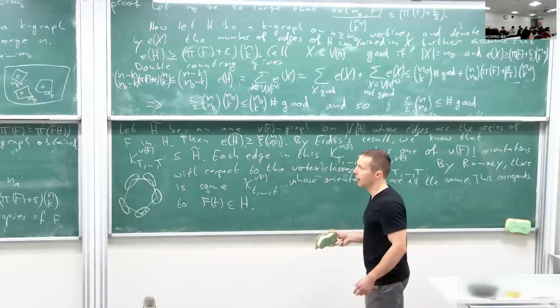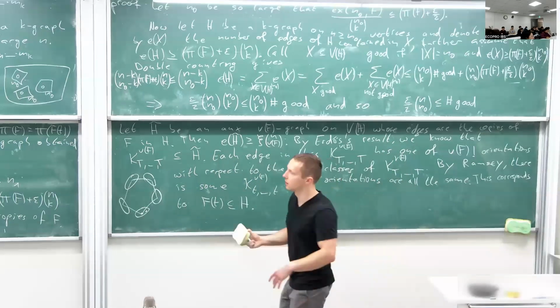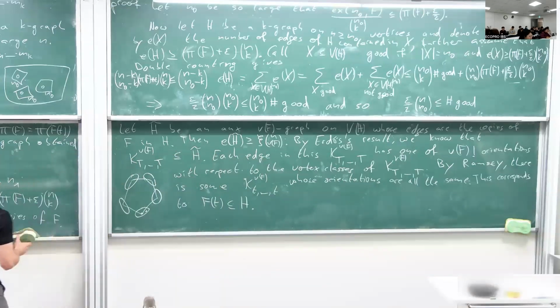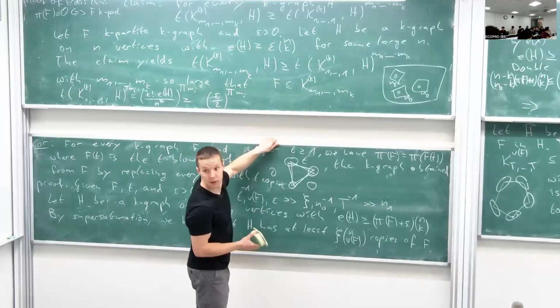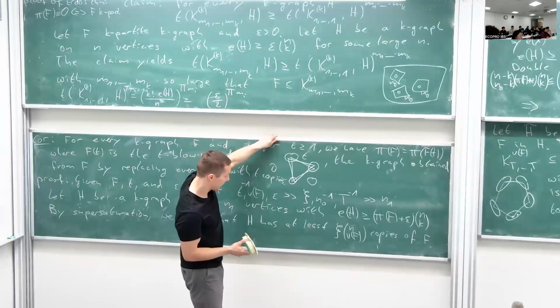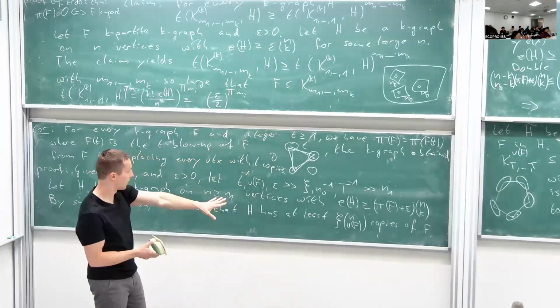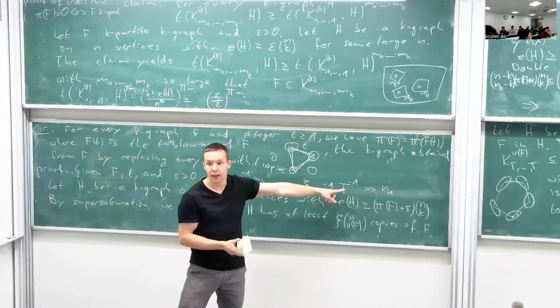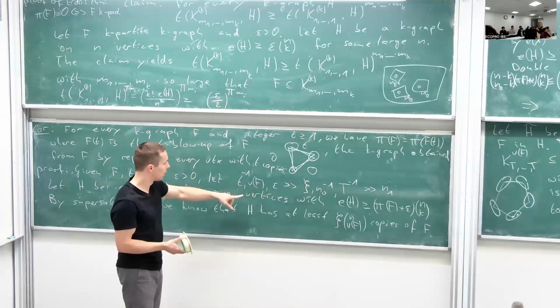Okay, any questions about this? Can you explain that part, like epsilon to the -1? What does this mean?